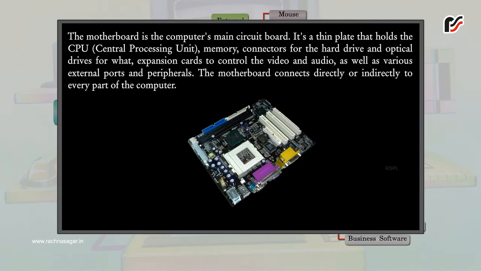Motherboard. The motherboard is a computer's main circuit board. It's a thin plate that holds the CPU, central processing unit, memory, connectors for the hard drive and optical drives, and expansion cards to control the video and audio, as well as various external ports and peripherals. The motherboard connects directly or indirectly to every part of the computer.